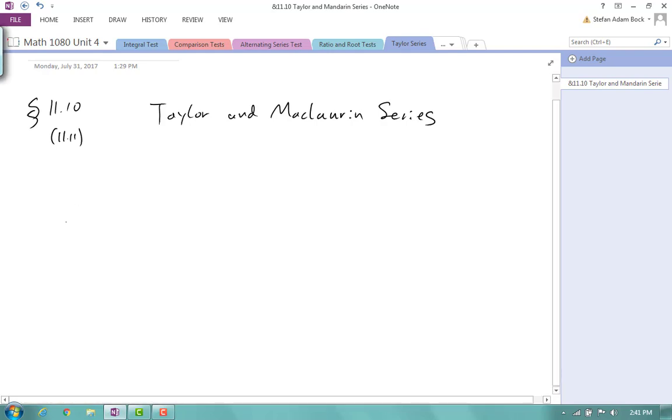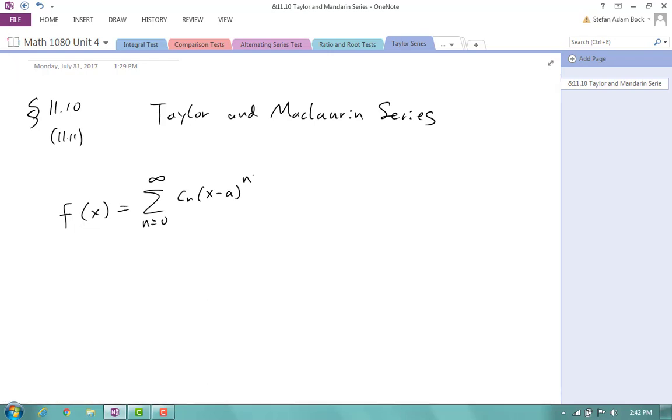Let's suppose we have a function f of x which is equal to a power series, n equals 0 to infinity, c sub n times x minus a to the n. And this has a center of a. The radius of convergence is as yet unknown, but we'll say for some radius of convergence, |x minus a| less than R. Well, since these two things are equal, technically as functions, then they must have the same derivative.